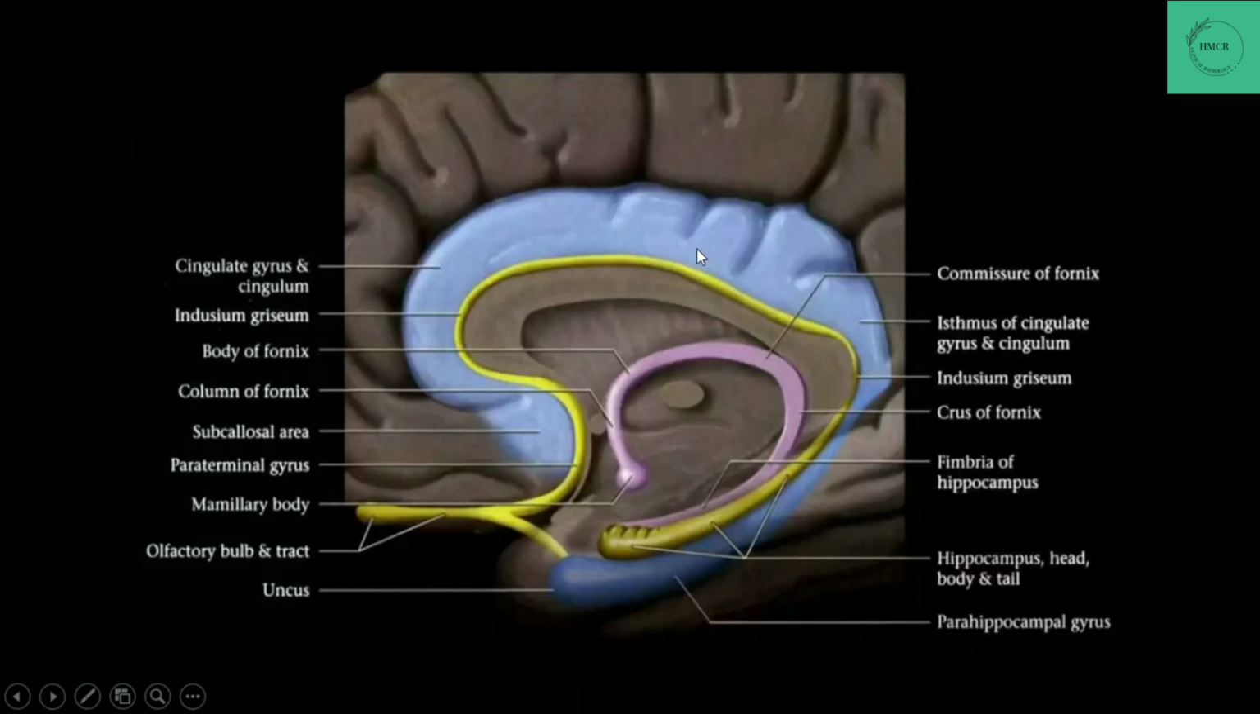Let's have a look at the limbic system. This is the cingulate gyrus. This is the corpus callosum. This is the fornix, and this is the hippocampus, which we will discuss in detail. The hippocampus continues by the indusium griseum up to the olfactory cortex. The hippocampus continues with the fornix by the fimbria, and just below it is the parahippocampal gyrus.